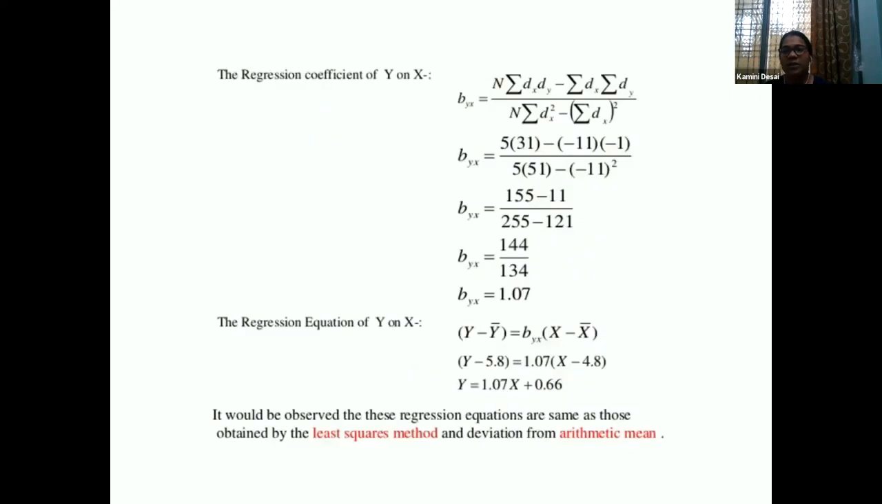So next is regression coefficient y on x. This is the same again, but here we are finding the regression coefficient y on x. Same method, you can observe that only the formula changes. So the regression equation of y on x is y minus y bar equals byx times x minus x bar. So y is equal to 1.07x plus 0.066.